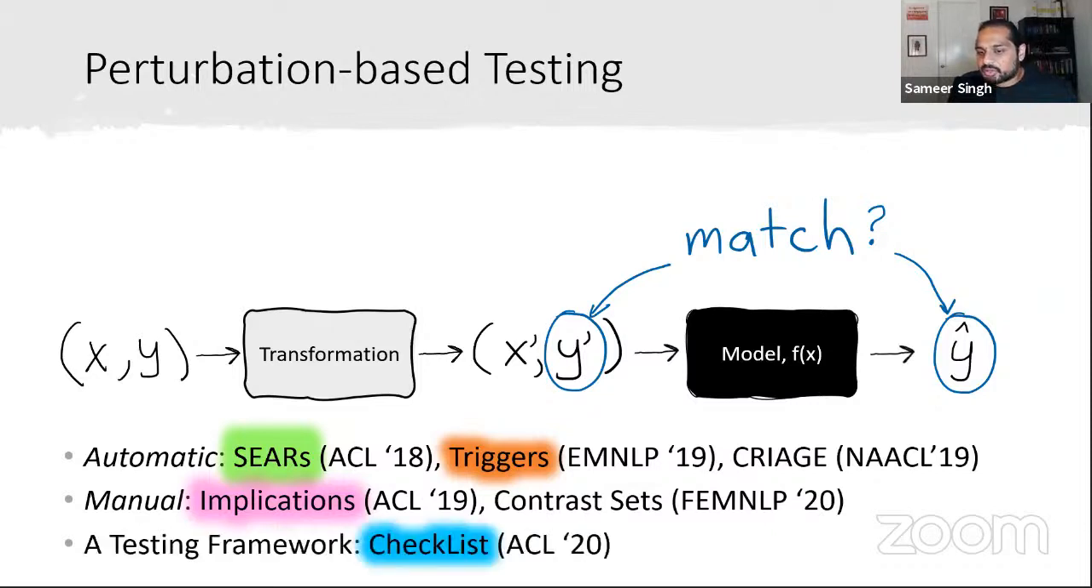And finally, I'm going to talk about checklists, which is a framework for doing this perturbation-based testing, and makes it easy for you to do that. So we'll talk about that at the end. Mostly I'll talk about checklists. I'll just touch upon some of these other ones. So let's get started with the first one.